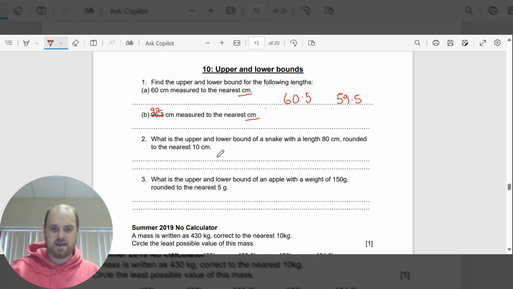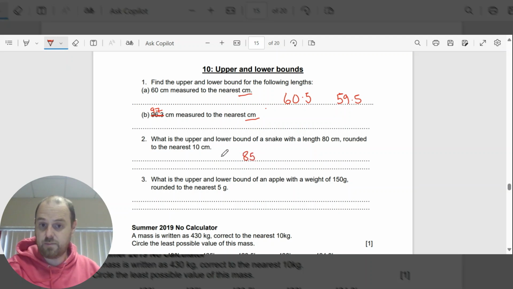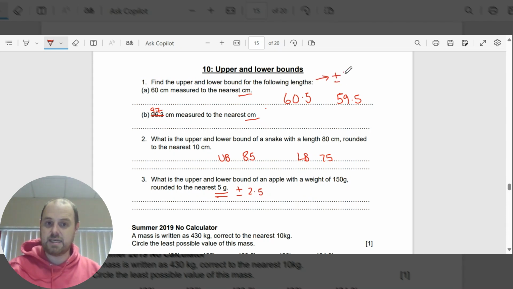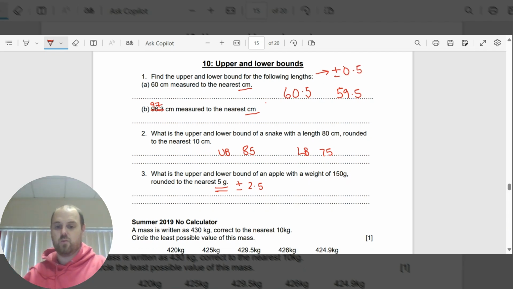Very much the same as there. That's if it's the nearest centimetre, nearest kilogram, nearest hour. It's 0.5s. But if it's the nearest 10, we need to add on and take away 5. So the upper bound would be 80 add 5, and the lower bound would be 80 take away 5. And if it's to the nearest 5, then we're adding and taking away 2.5. Okay? I think the most common one, though, is this type of one where we're adding and taking away 0.5 when it's to the nearest 1 centimetre or nearest 1 kilogram.